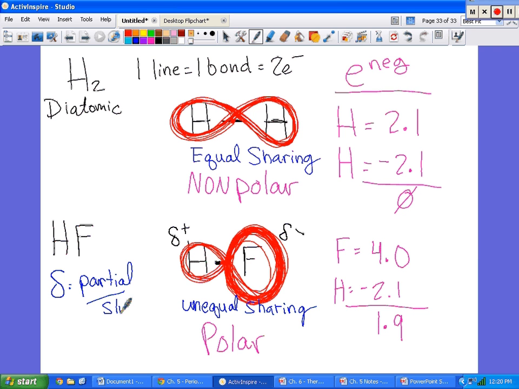The actual symbol is the lowercase delta symbol. What is the capital delta? It's a triangle. This is the lowercase. What it stands for is a partial or a slight charge. What does it mean to be partial or slight? Not all the way. Do you agree that that electron didn't go all the way to fluorine? So it's partial. It kind of goes back and forth. All right, so are we clear on all this? If it's unequal sharing, it's going to be partial.